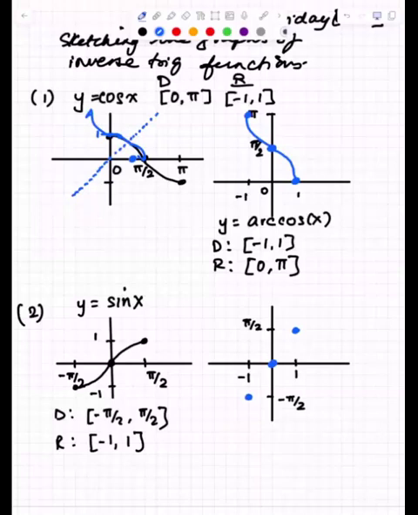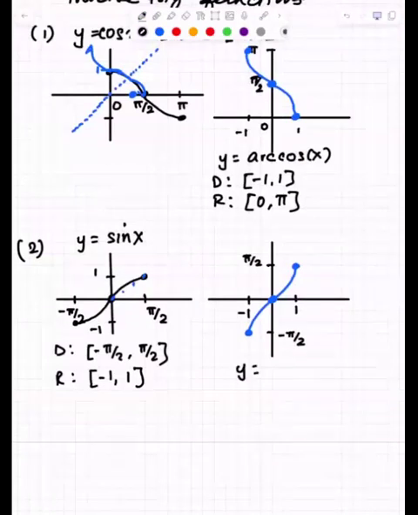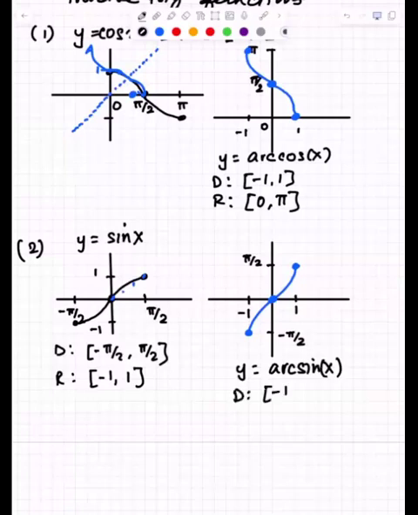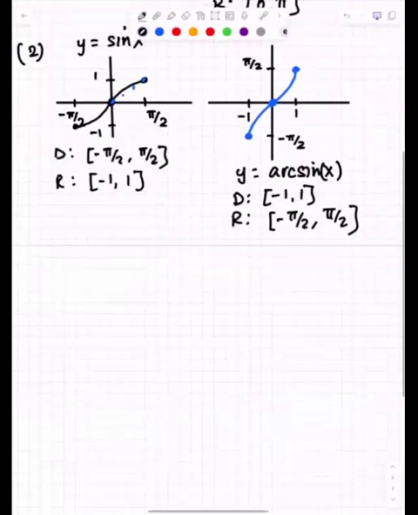Okay, and we can see the flip is sort of across y is equal to x. So it'll look like this. This is the graph of y is equal to arcsine of x. Okay, domain -1 to 1, range -pi/2 to pi/2.